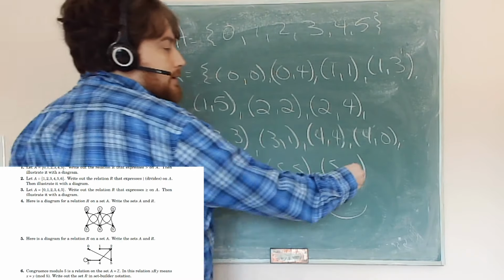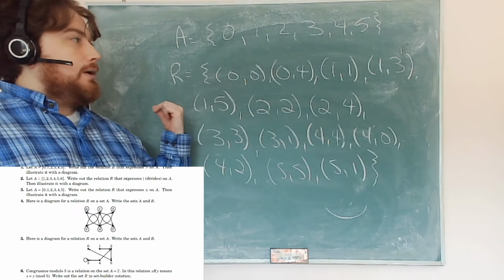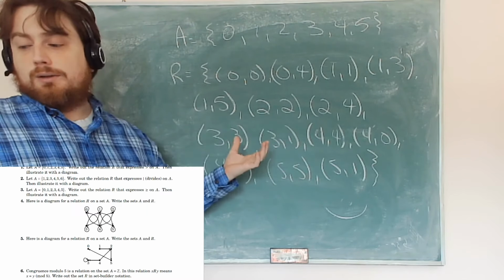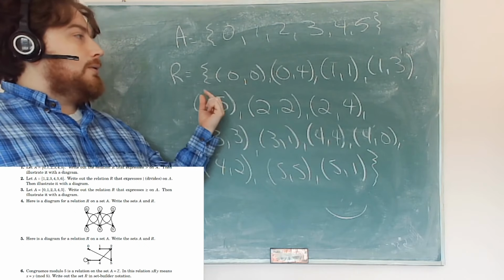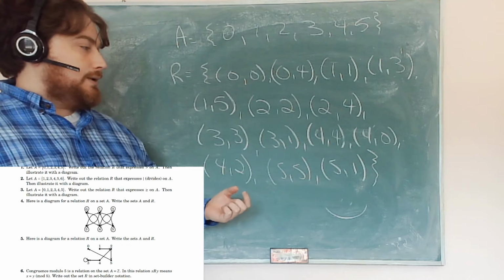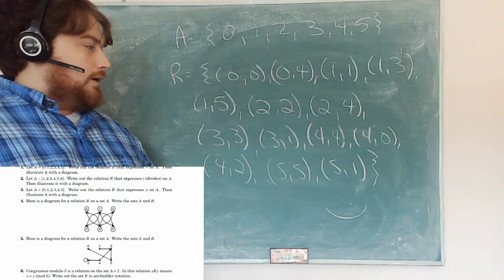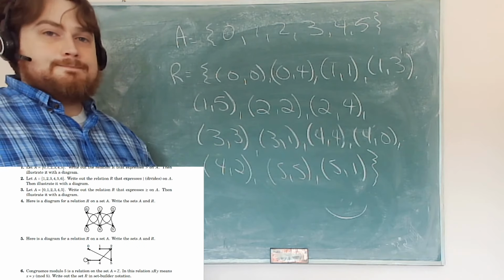So what we get is the relation is a subset of A squared. So therefore it's ordered pairs. And we have the ordered pair if we have an arrow from the first entry to the second entry. So that would be our set R, or the relation that we're looking at.